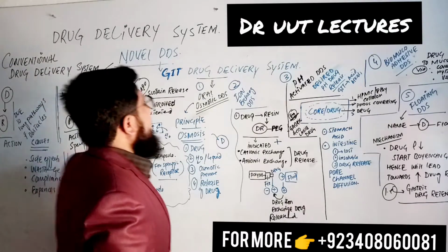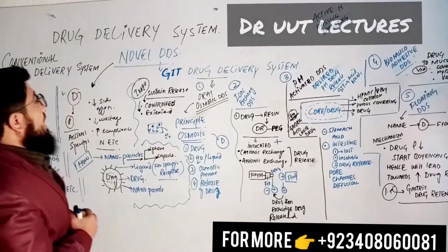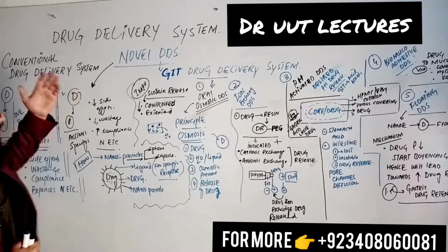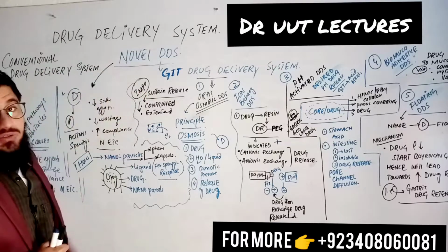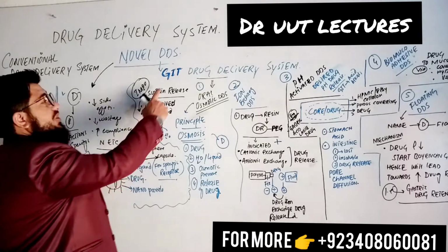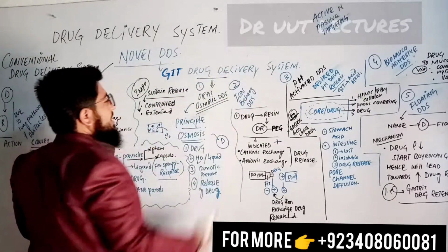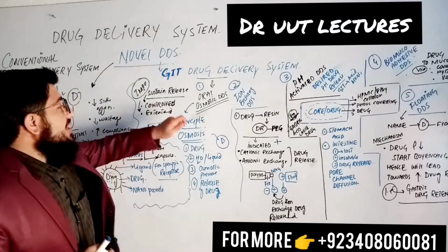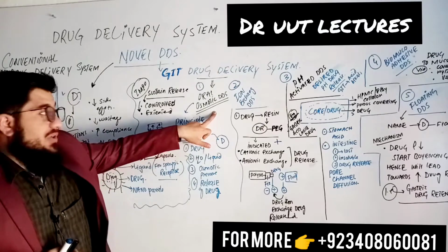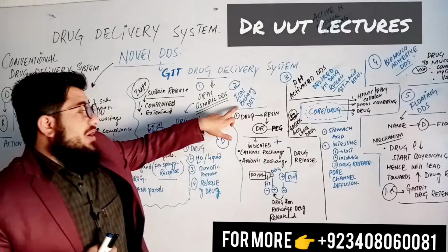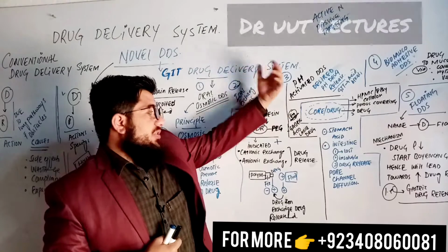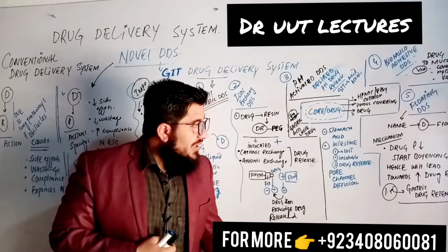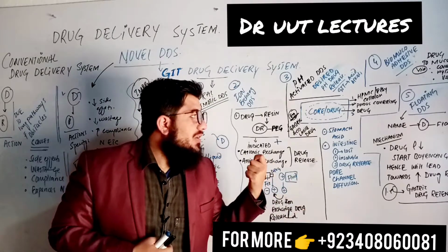Okay, today we're going to talk about the drug delivery system, and we'll discuss the conventional drug delivery system and the novel drug delivery system. In the novel drug delivery system, we'll be talking about the GIT DDS. DDS means drug delivery system. In this, we'll be talking about the oral osmotic drug delivery system, ion exchange drug delivery system, pH activated drug delivery system, and biomucoadhesive drug delivery system. Fifth, the last one will be about the floating DDS.